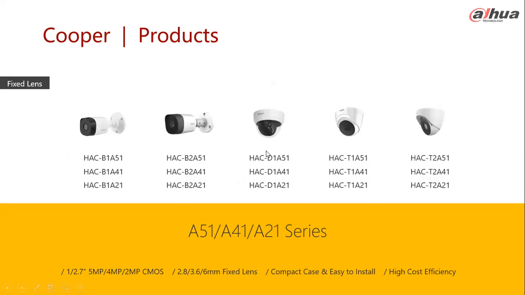And the Cooper series naming rule comes with names like B1, B2, D1, T1, T2, etc. So the series include a 5.1, a 4.1, a 2.1 series. That's the Cooper series for the fixed lens. So if maybe you're going to do installation for a customer, these are very good products, 2 megapixels products, and at the same time very cheap.